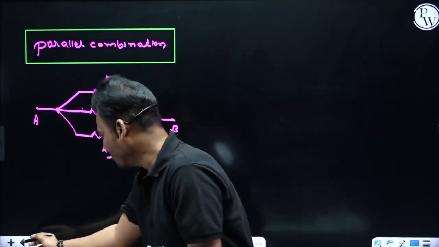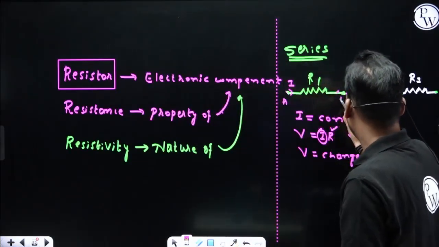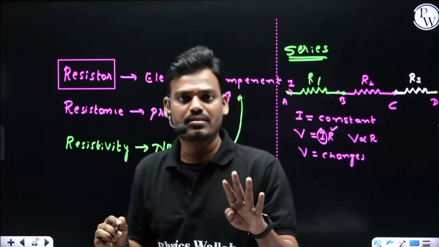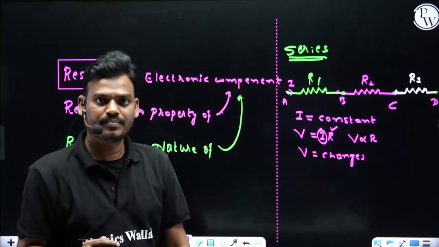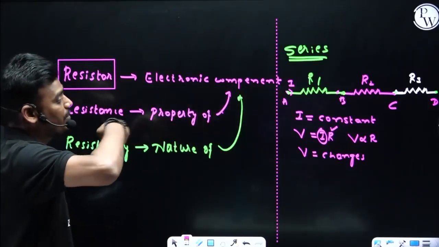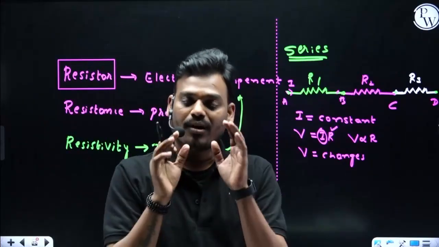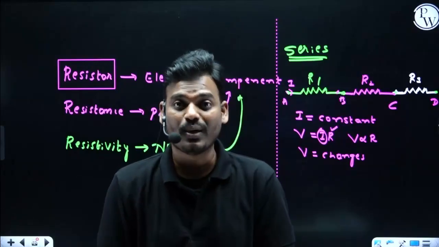Whereas in the previous one, how many terminals are there? A, B, C and D, 4 terminals. These resistors are connected one after one. So if the resistors are connected at different points or different terminals, we call it a series combination. If all the resistors are connected between 2 terminals or 2 points or 2 ends, we call it a parallel combination.